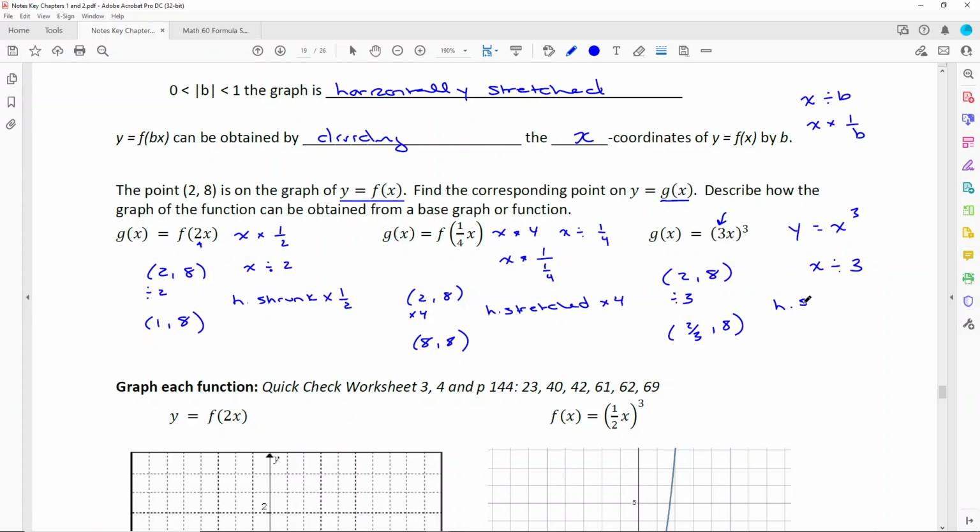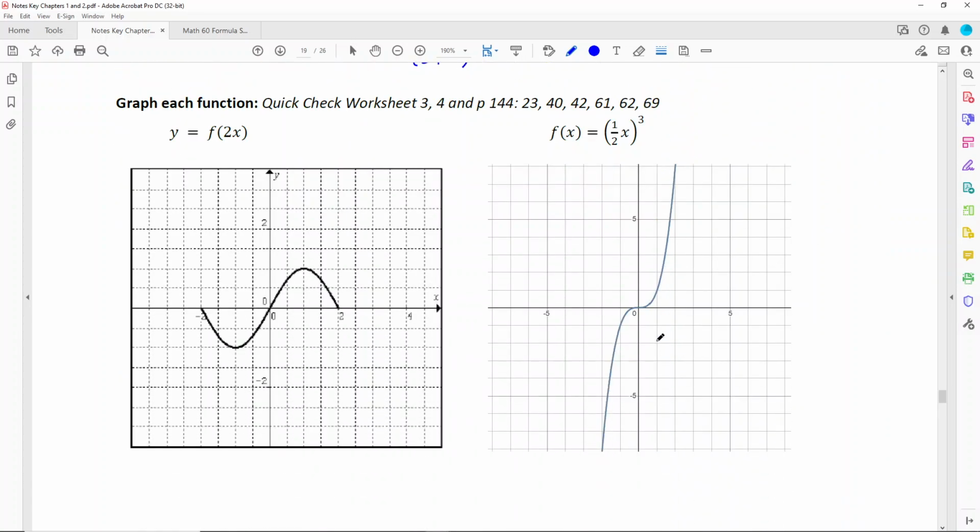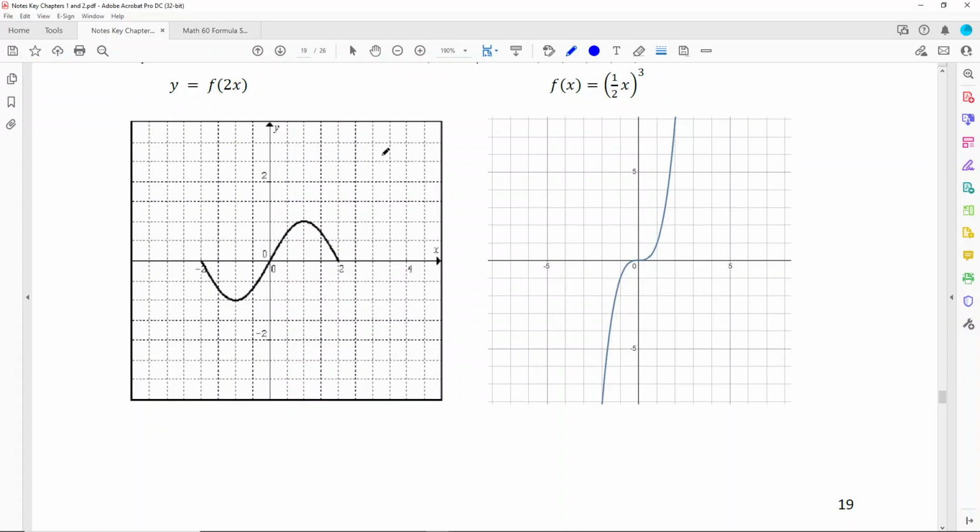Because it's a 3, opposite as appears, it's going to be horizontally shrunk by 1/3. All right, let's look at some examples and then you can go practice the worksheet and select questions from the textbook. So for this one, y equals f(2x). So again, it's a transformation on x.